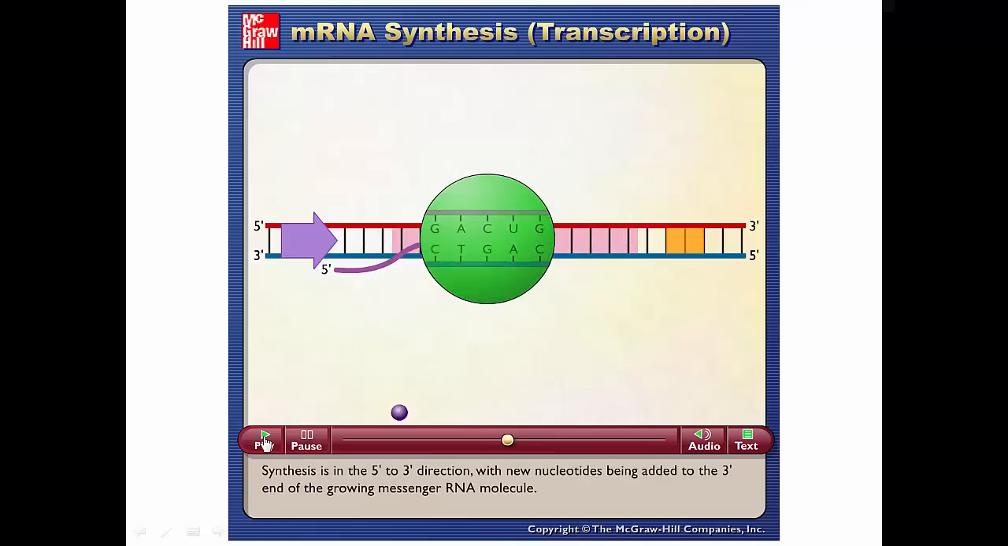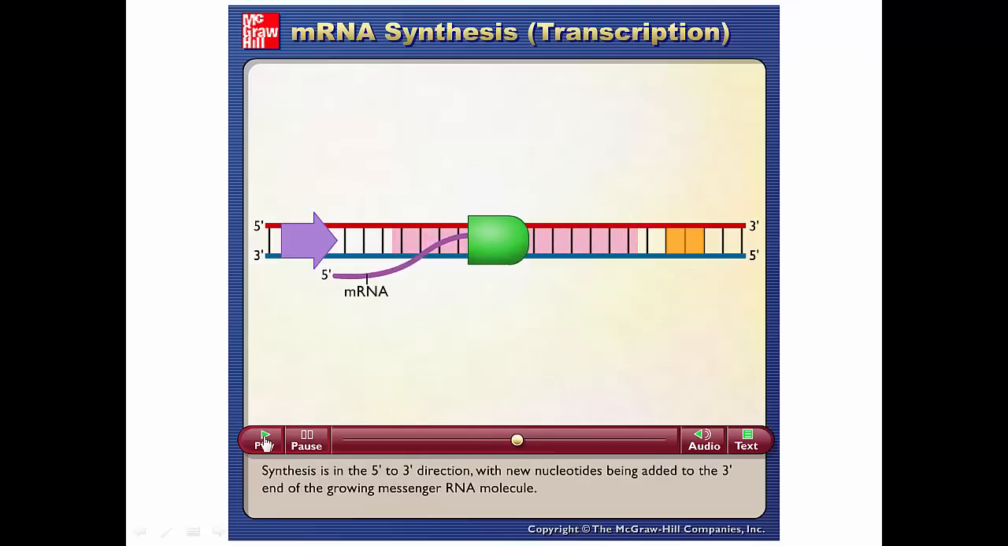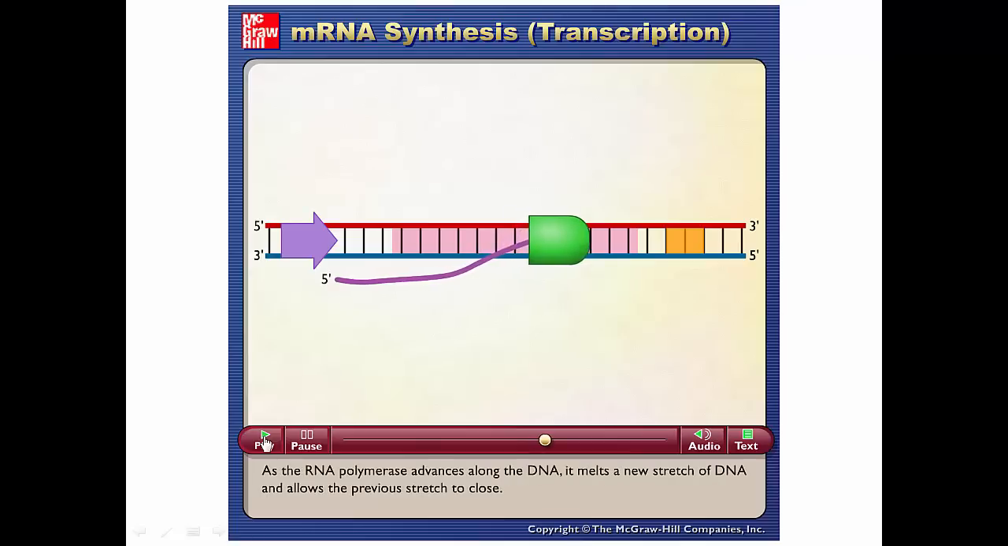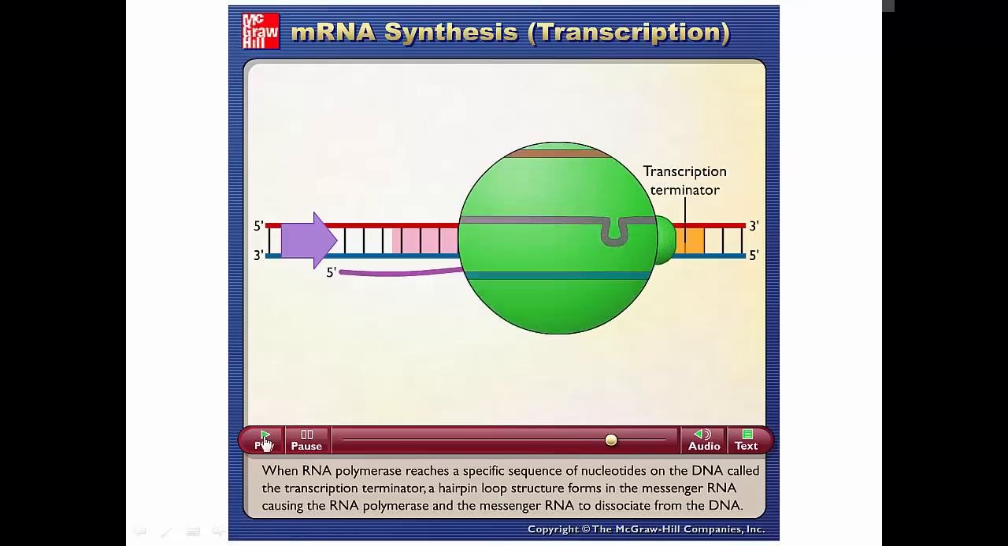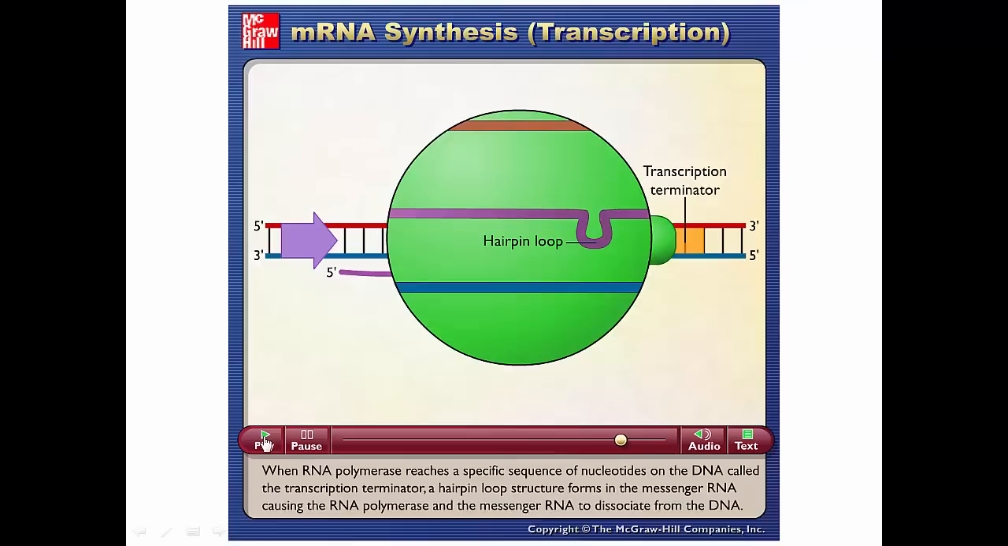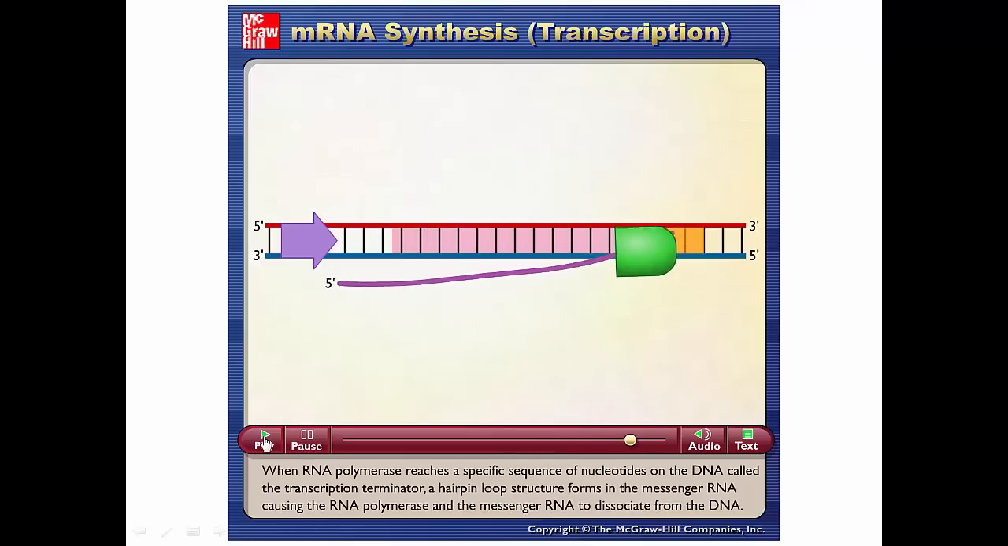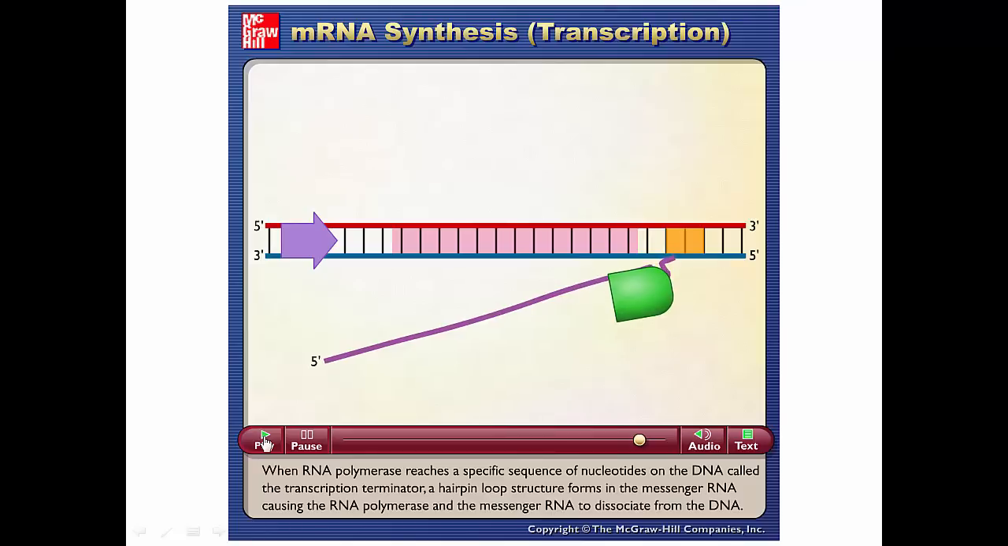Synthesis is in the 5' to 3' direction, with new nucleotides being added to the 3' end of the growing messenger RNA molecule. As the RNA polymerase advances along the DNA, it melts a new stretch of DNA and allows the previous stretch to close. When RNA polymerase reaches a specific sequence of nucleotides on the DNA called the transcription terminator, a hairpin loop structure forms in the messenger RNA, causing the RNA polymerase and the messenger RNA to dissociate from the DNA.